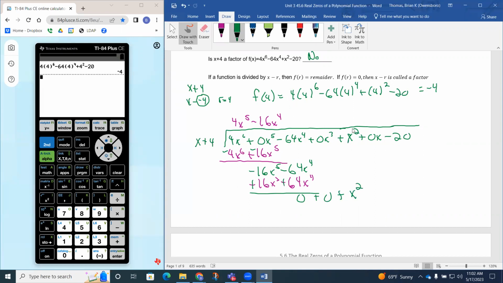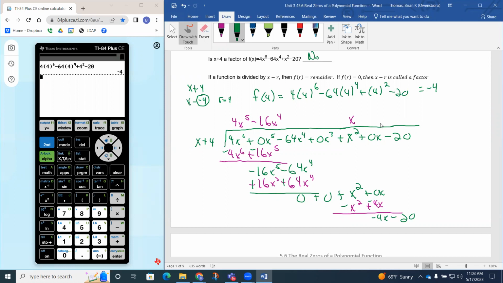So really, we come all the way over here. What times x gives me x squared would be an x. So x times x would be x squared, and x times 4 would be 4x. So the 0x, I may as well go ahead and bring it down too. So again, to work this, we have to change the signs and add. So that's going to zero out, and that gives me a negative 4x. And then this minus 20 comes down.